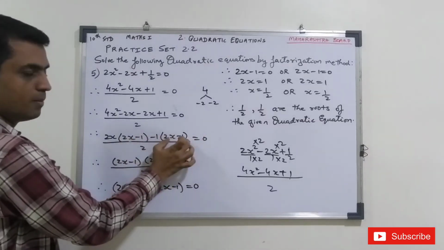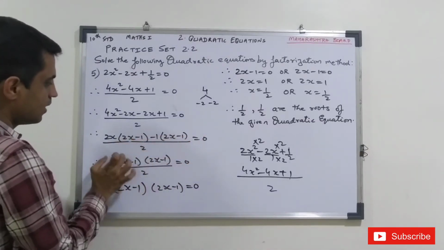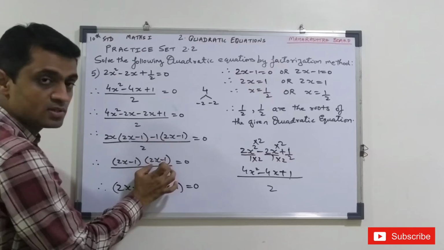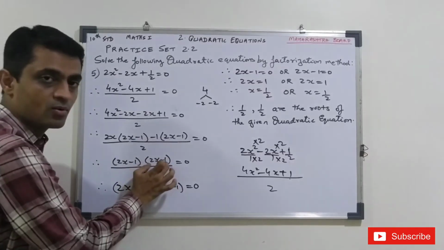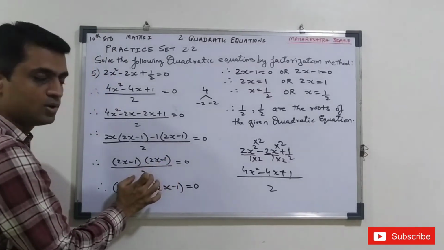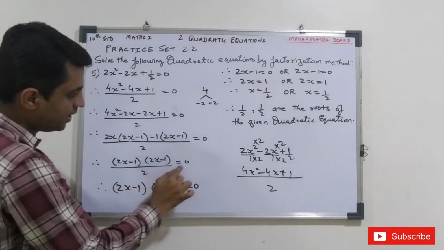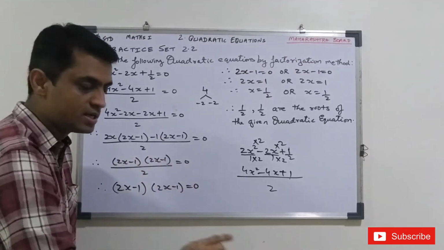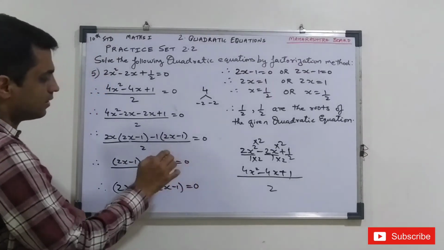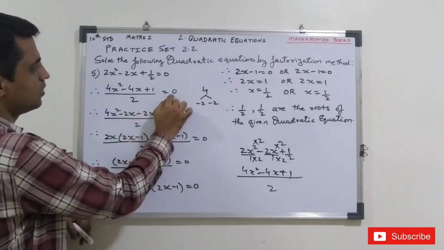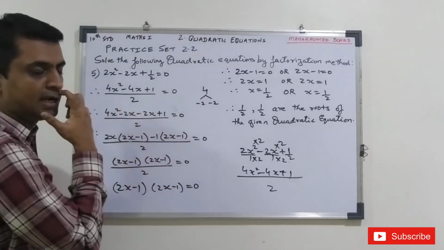Now what is common? 2x minus 1 and 2x minus 1. Same. See, brackets are same. Coefficient is coming same, upon 2. Now 2 into 0, 0. So 2 has gone down from the fraction. You can do this here also. 2 into 0, 0. So there is no need of writing the denominator.